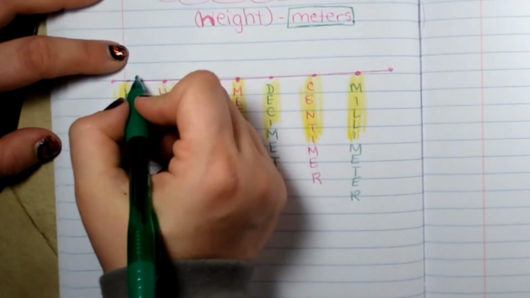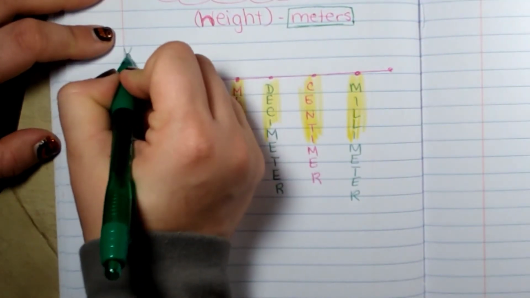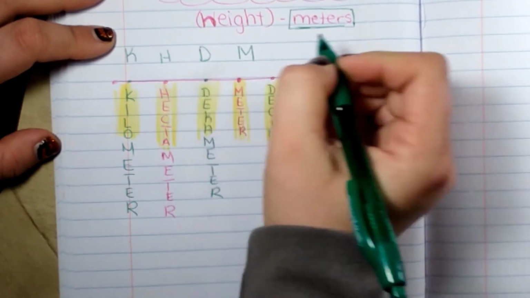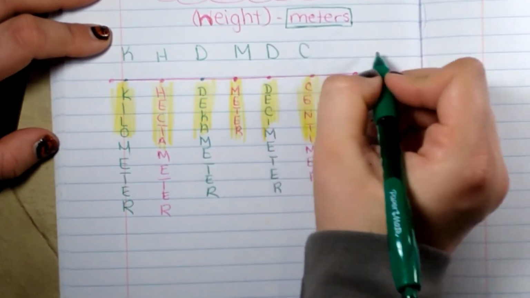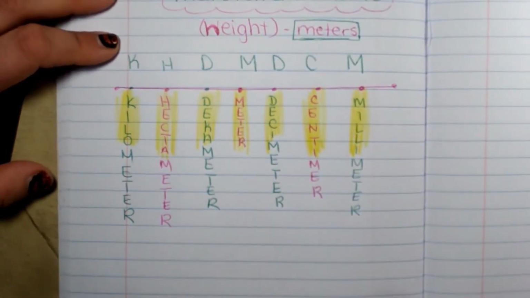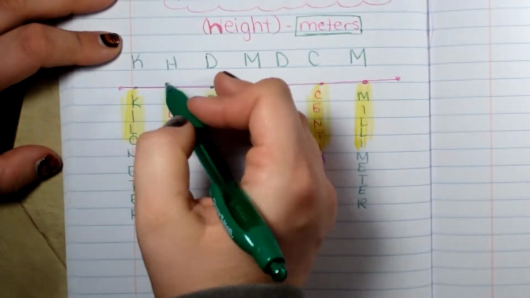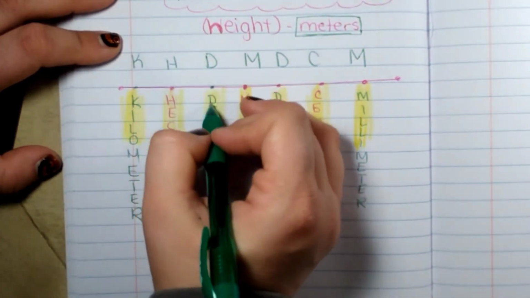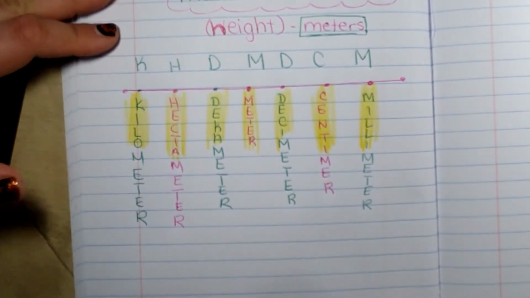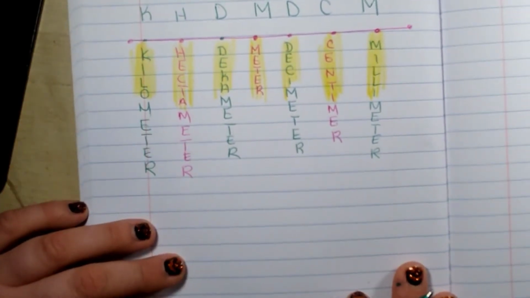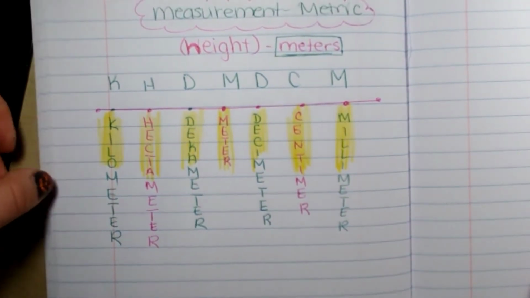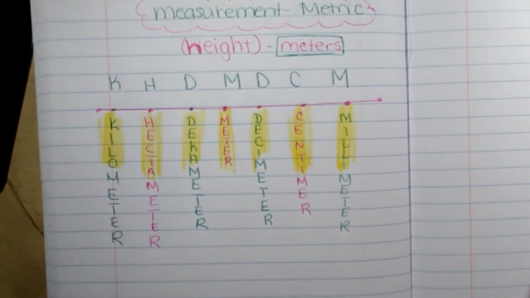I always remember it with King Henry died Monday drinking chocolate milk. Okay? So that's the first letter of each of these. That's how I remember it. So we're just going to be doing height right now, but it's the same process for capacity and for mass.